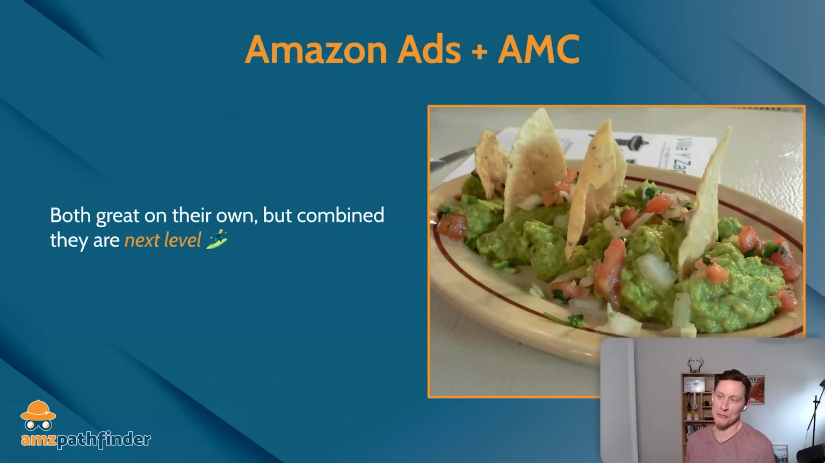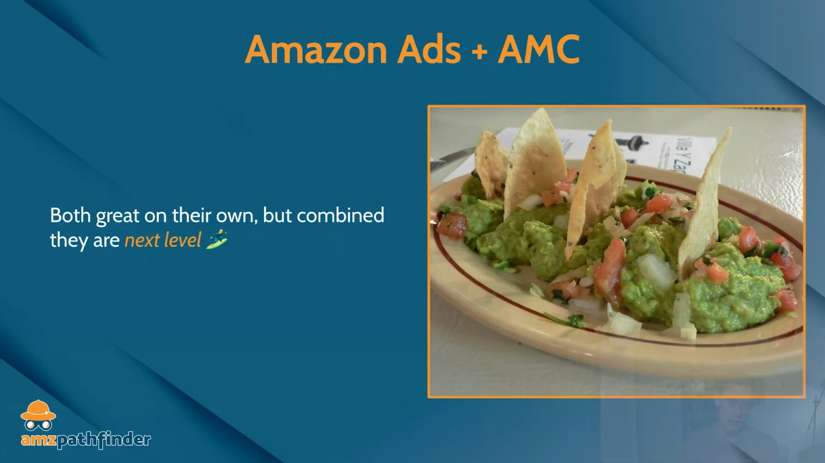So the comparison I like to make, and I apologize if you're hungry, is kind of like chips and guacamole. Amazon ads is the guacamole and AMC is the chips. They're both great on their own. AMC you can do a lot with, just querying it and getting analytics out of it. And Amazon ads you can do a lot of targeting with. But if you put them together, it's like next level, right? You're taking your targeting to the next level. You're making it something really special.